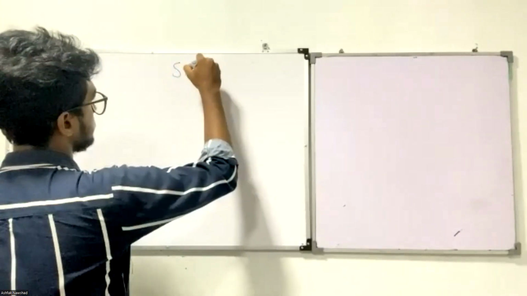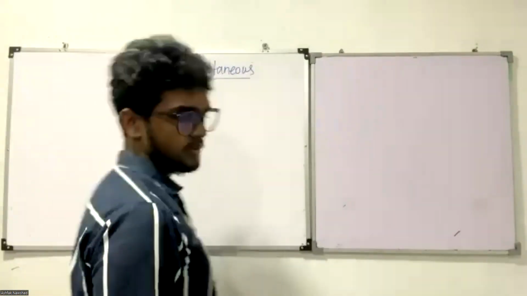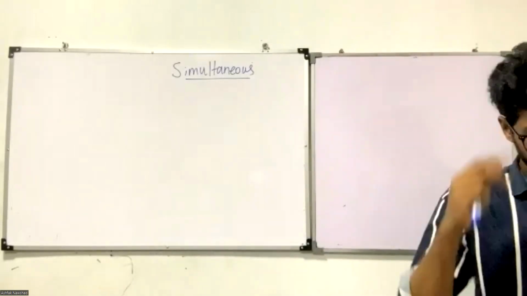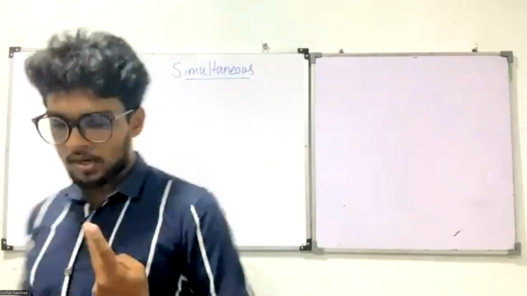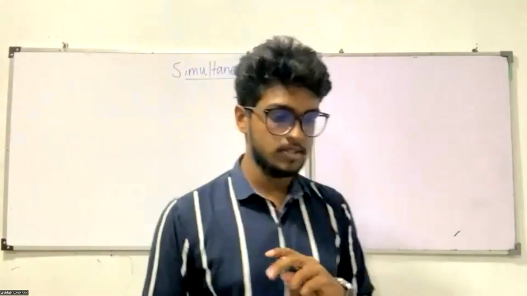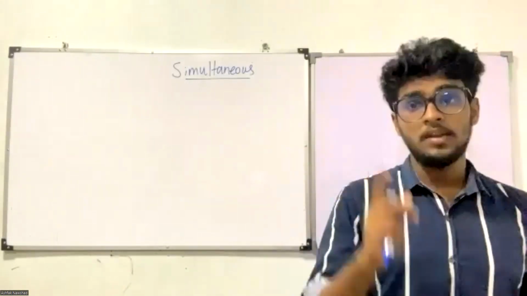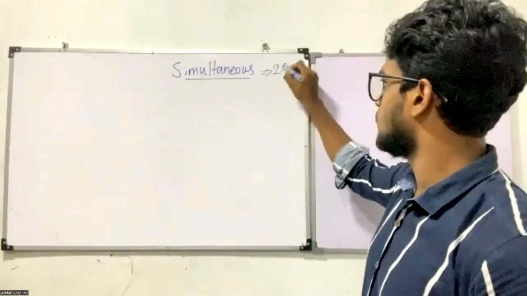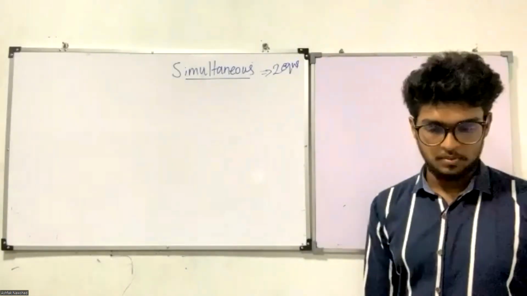So, in simultaneous equations, how many unknowns are there? There are 2 unknowns. In order to find 2 unknowns, one equation is not sufficient. In order to find the value of 2 unknowns, one equation is not sufficient. Therefore, you need 2 equations here. Definitely, you need 2 equations in order to solve a simultaneous equation.